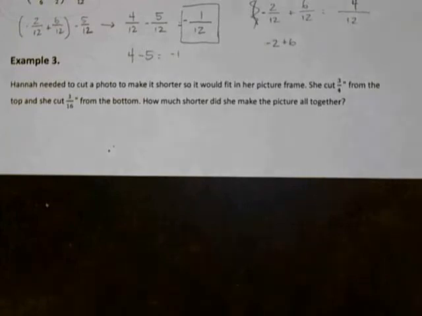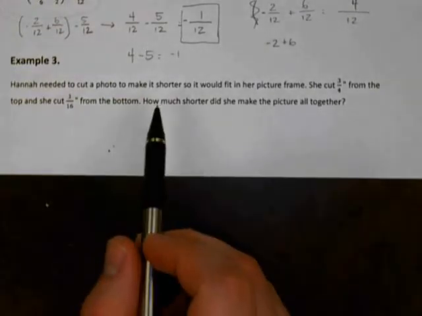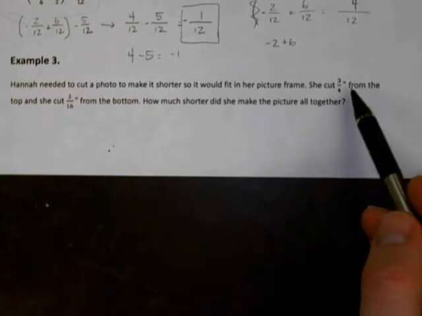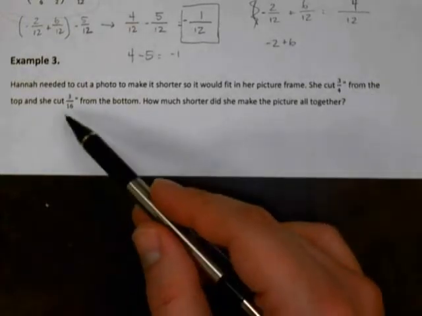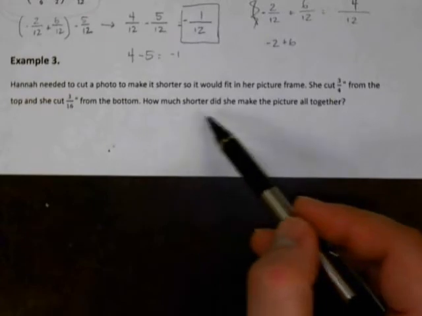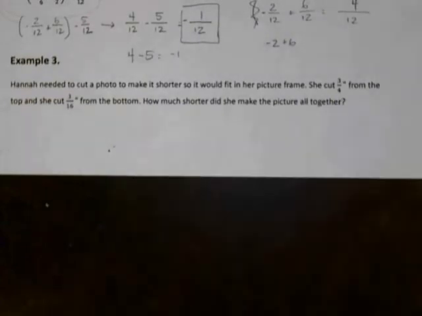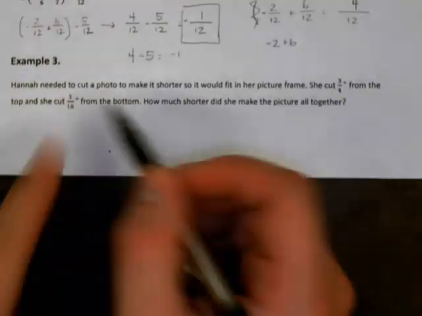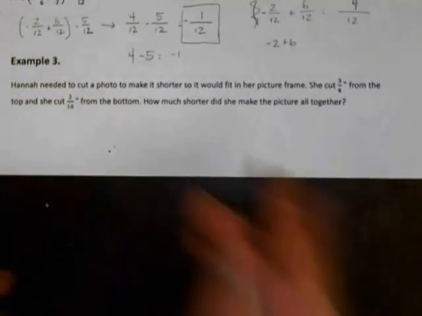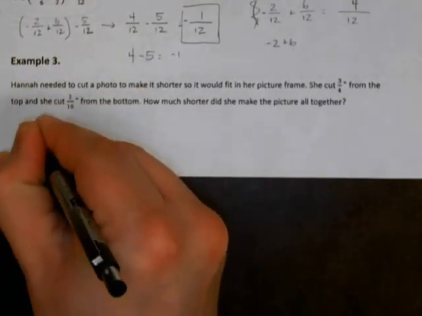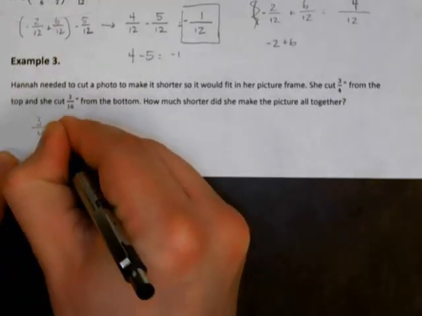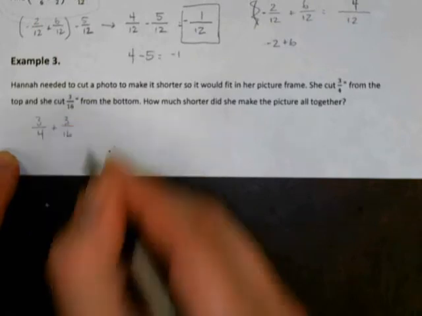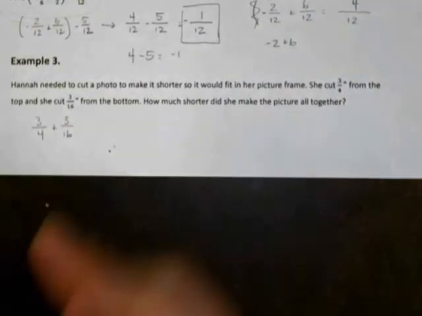Example 3 says Hannah needed to cut a photo to make it shorter so it would fit in her picture frame. She cut 3/4 of an inch from the top, and she cut 3/16 from the bottom. How much shorter did she make the picture altogether? So what we know here is that she cut 3/4 and 3/16, and we want to know how much that was total. So we know that needs to be adding, 3/4 plus 3/16. How much did we totally take off?